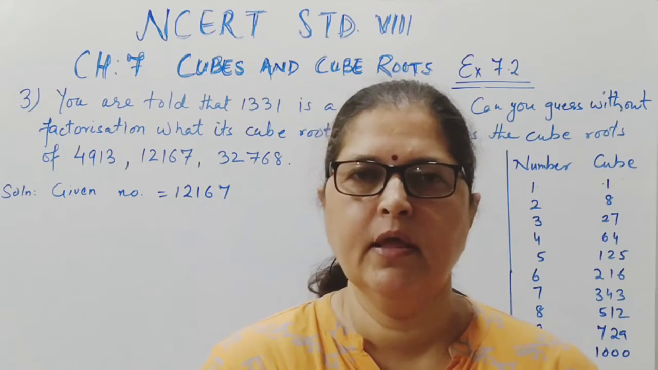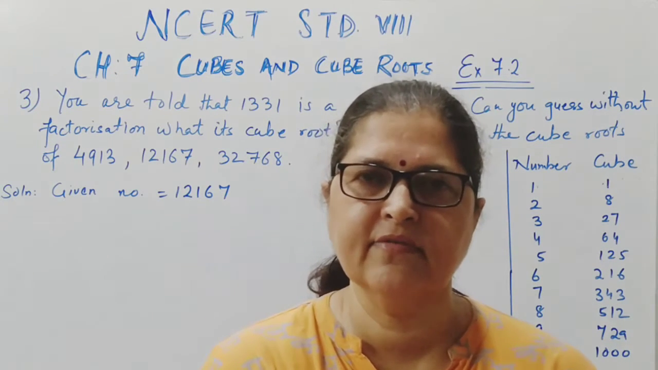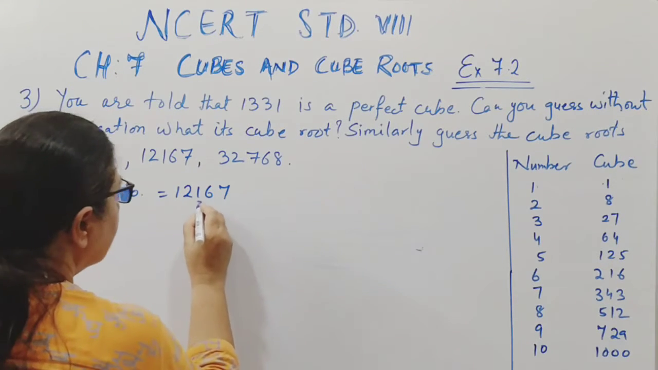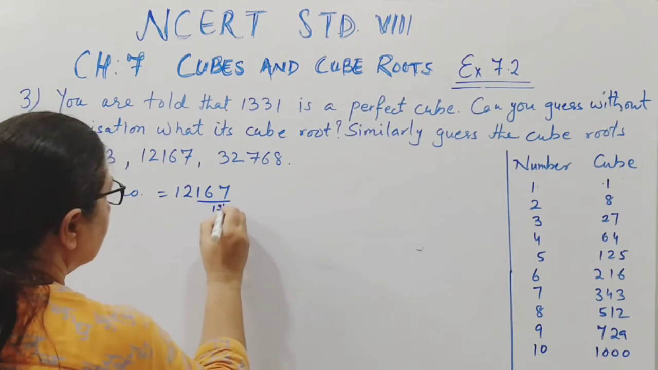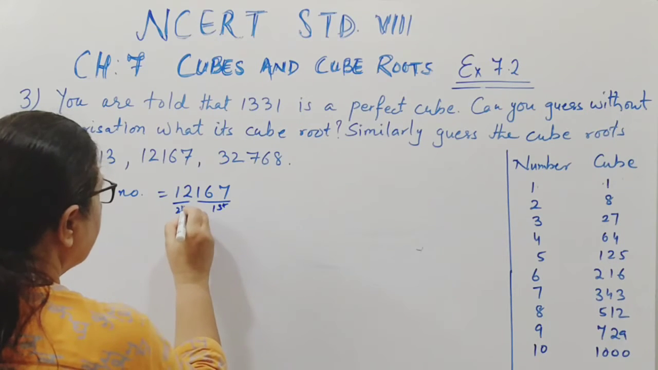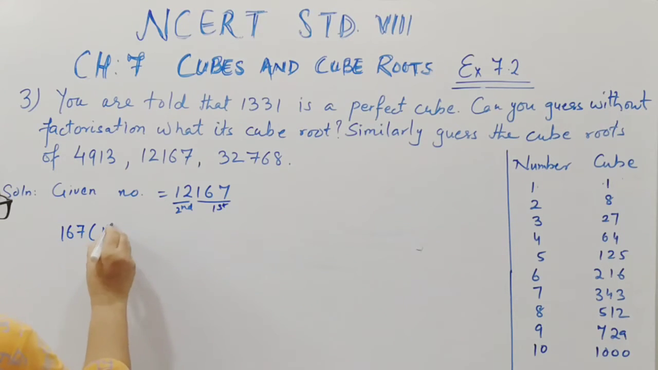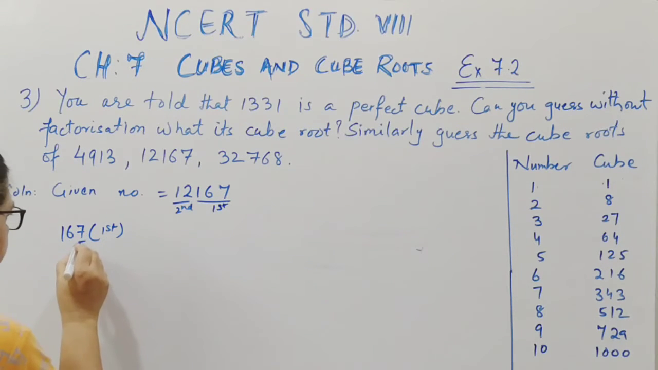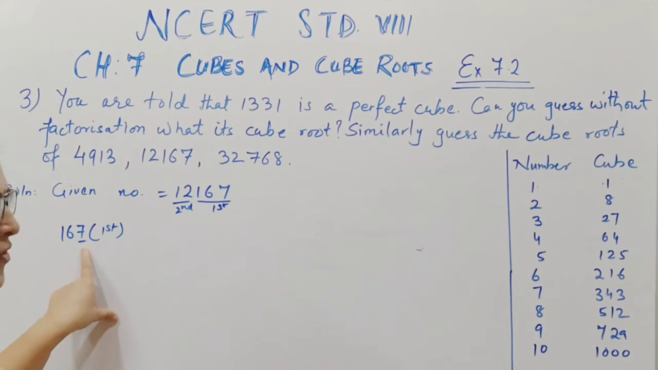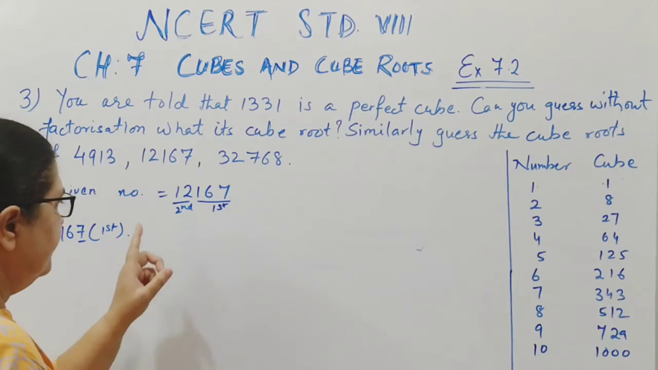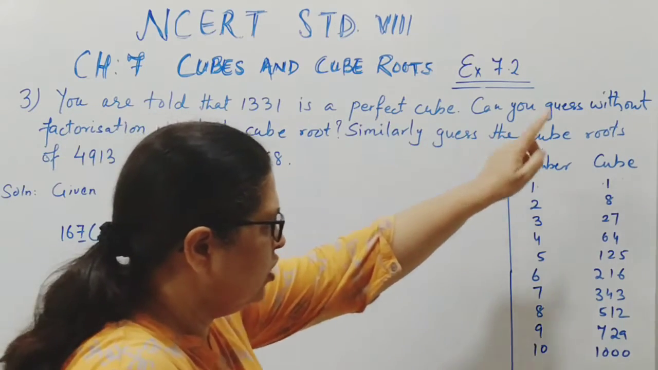Now the third number is 12,167. We will start making groups of threes from ones place. This is first group and this is second group. Second group has 2 digits. Now we'll take the first group and we will observe ones digit in the first group. It is 7. So we will check 7 in the ones place of the cubes.